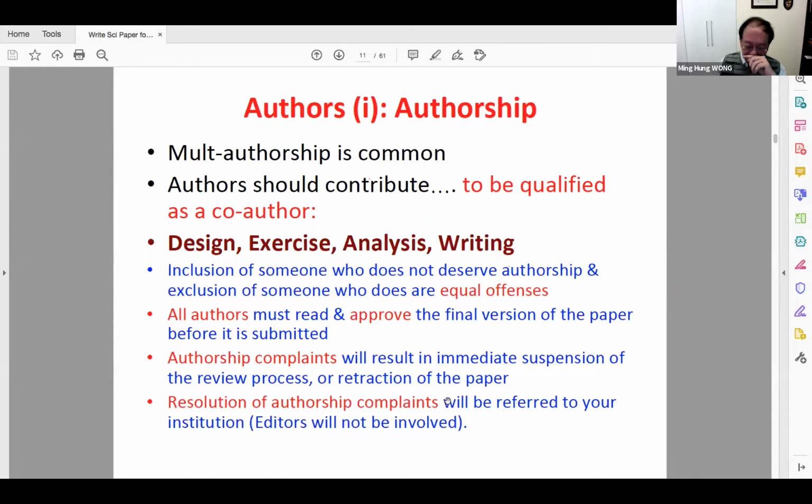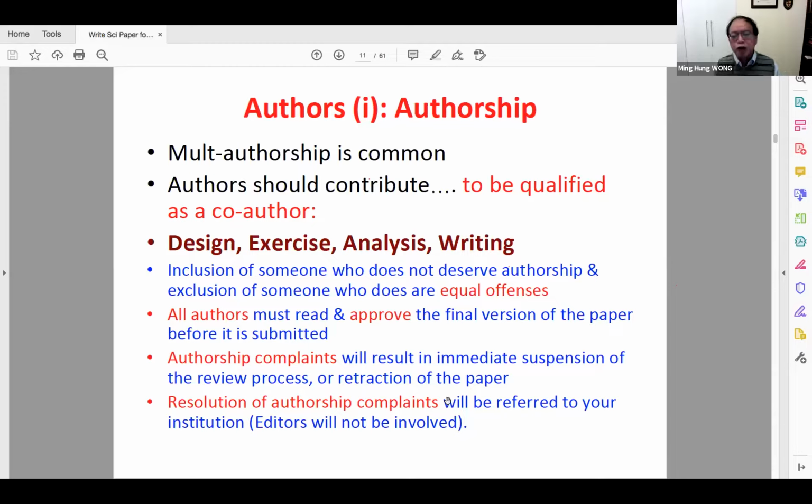Now, authorship. Multi-authorship was very common in the past, say 40, 50 years ago. And people tried to put the order of the authors according to the alphabetical order of the surname. So Wong would not be very good. It would be the very end author. Nowadays, multi-authorship is very common, especially for science and technological topics, and so on.